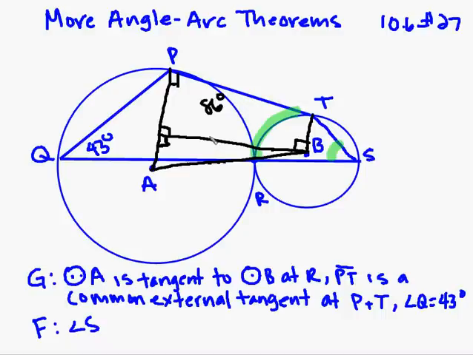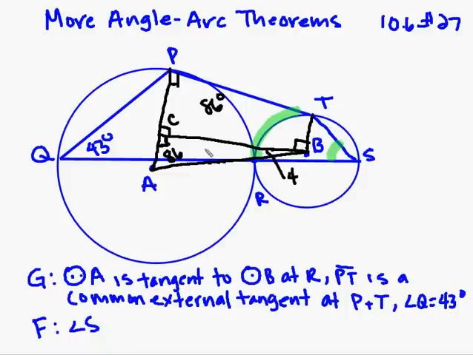Okay, now that I know that this arc here is 86 degrees, I can also say that this angle here, angle PAB, is 86 degrees as well, because it intercepts the same arc, PR, that angle PQA intercepts. So if this angle here is 86 and this angle is a right angle, then I'm left with angle ABC equaling 4 degrees.